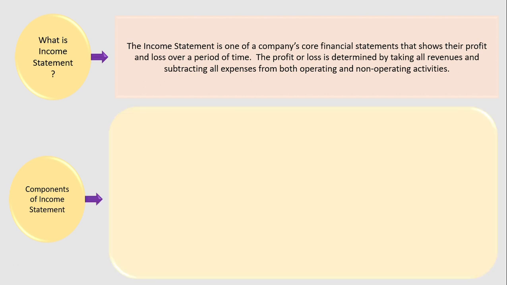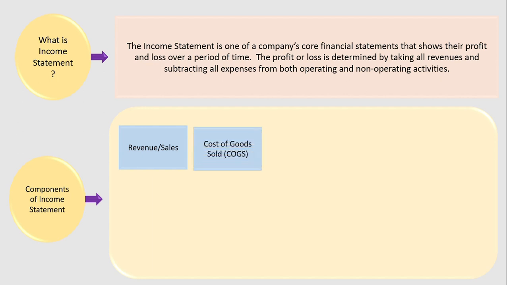Let's move to understand components of income statement. In that first is revenue or sales. Revenue or sales is the company's revenue from sales or services displayed at the very top of the income statement. This value will be gross of the cost associated with creating the goods sold or in providing services.